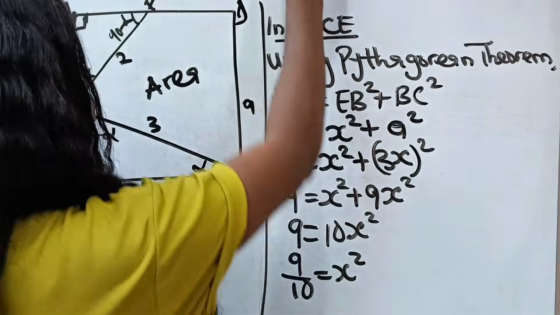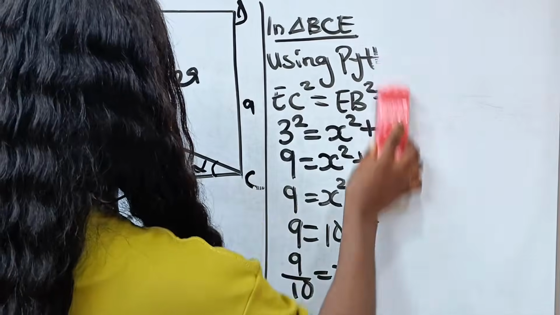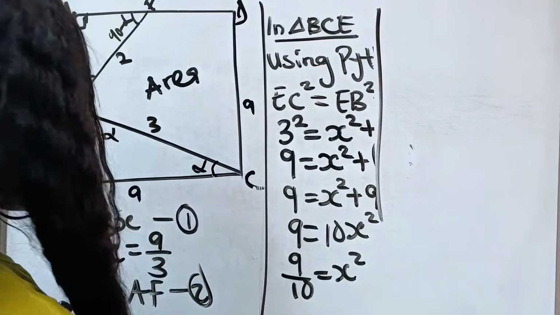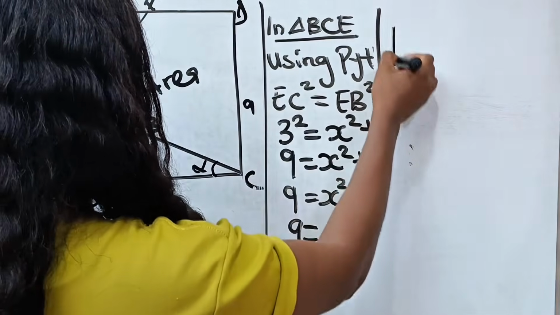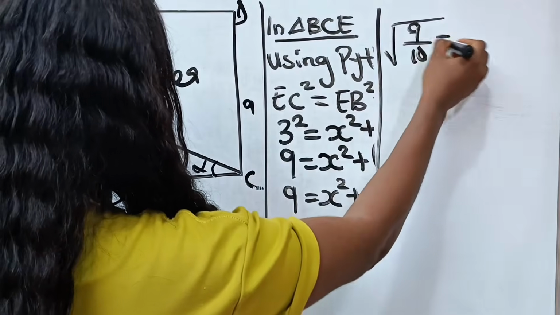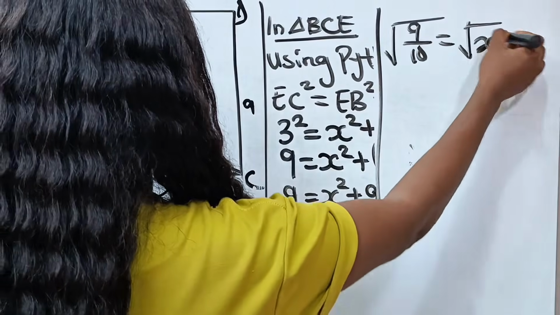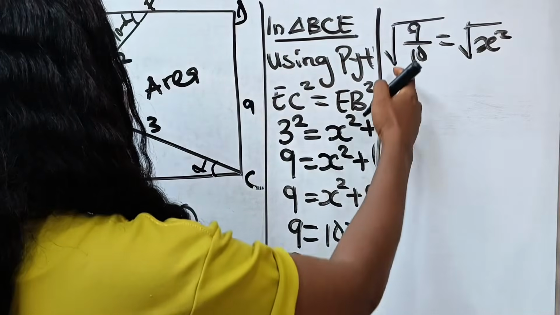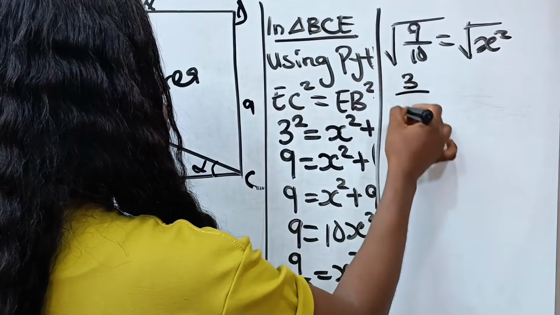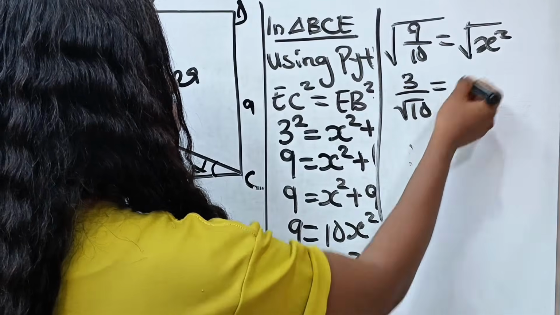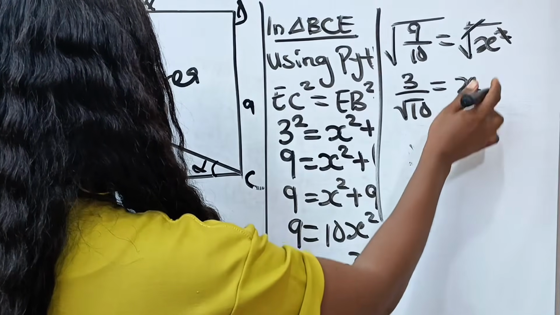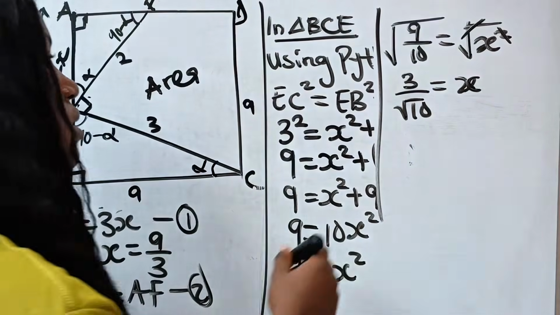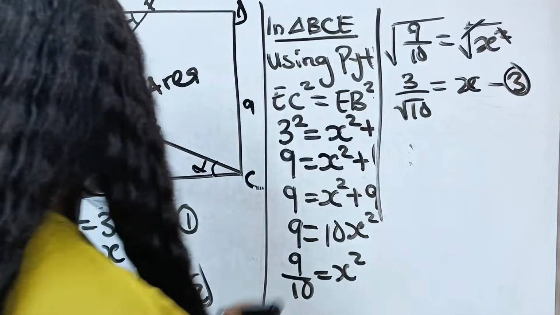So if we take square root of both sides, we are going to have square root of 9 over 10 is equal to square root of X squared. So that way we will have square root of 9 is 3, so 3 over root 10 is equal to what? X. So now we have the value of our X. Okay, let's call this equation 3.